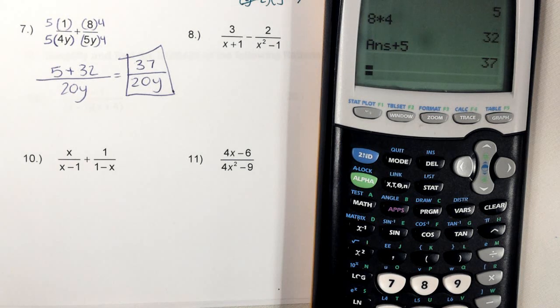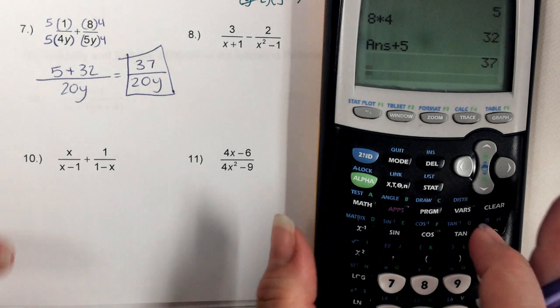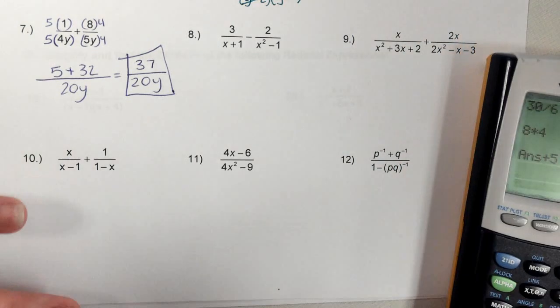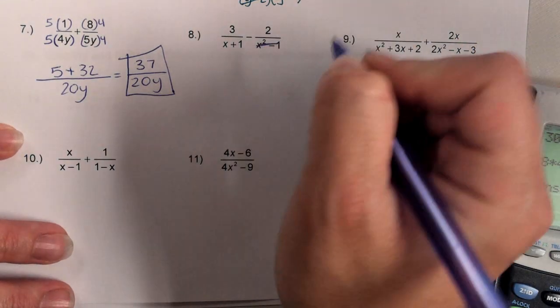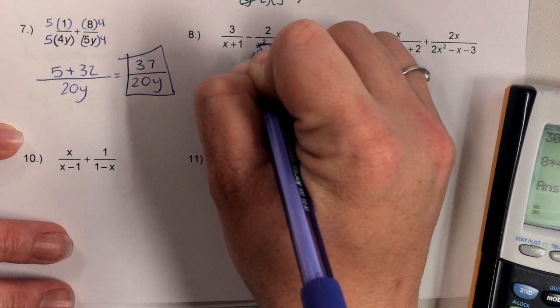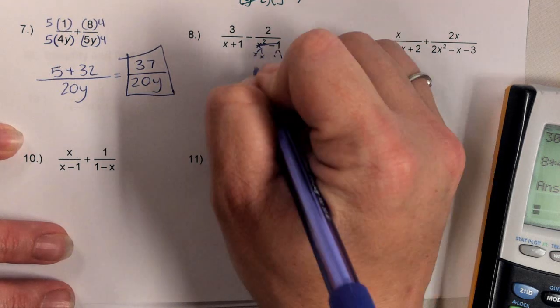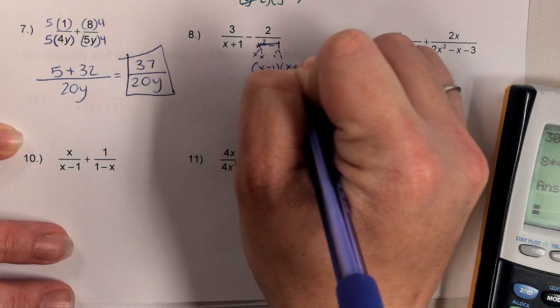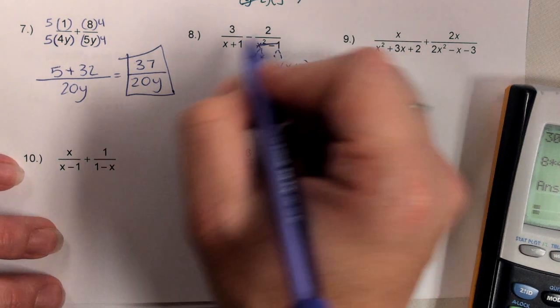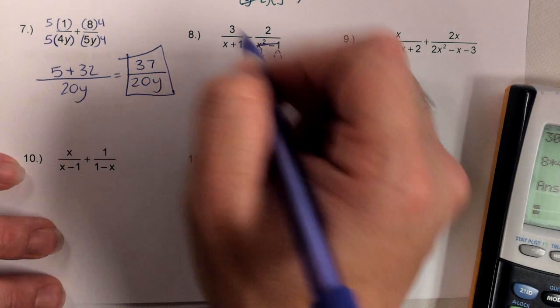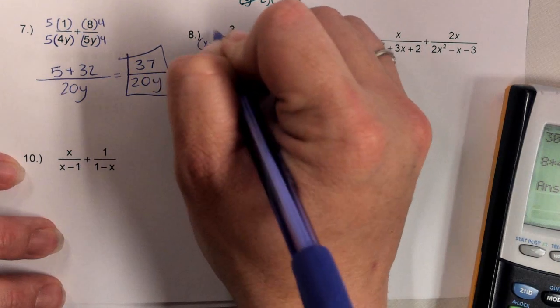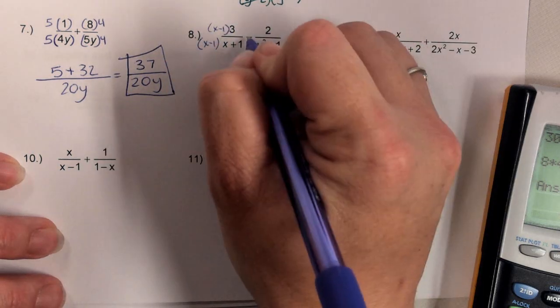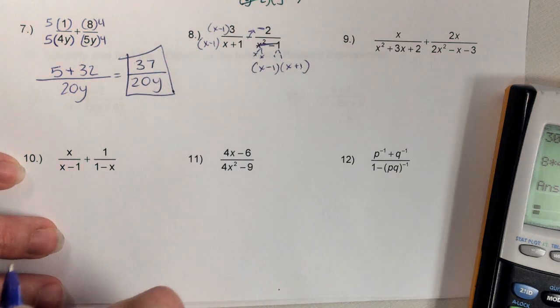Okay, so on this one, we need to factor the bottom over here. Okay, this is a perfect square minus a perfect square. So I end up with x minus 1, x plus 1. And this has an x plus 1 already, but it needs an x minus 1. And I want you to realize this is subtracting, so we're going to bring that up.